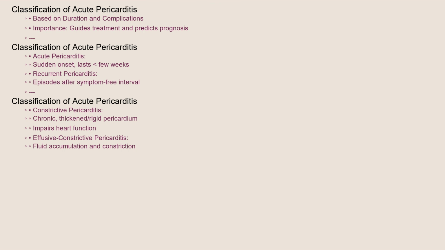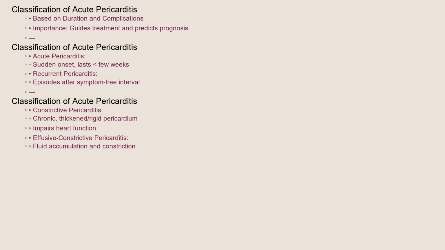Acute pericarditis is generally classified based on its duration and the presence of complications. We primarily distinguish between acute pericarditis, which has a sudden onset and lasts less than a few weeks, and recurrent pericarditis, where episodes occur after a symptom-free interval.